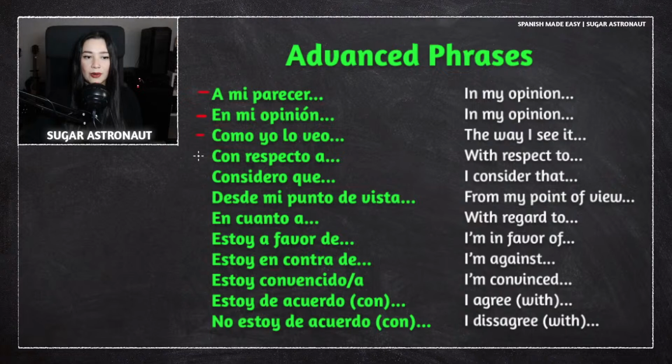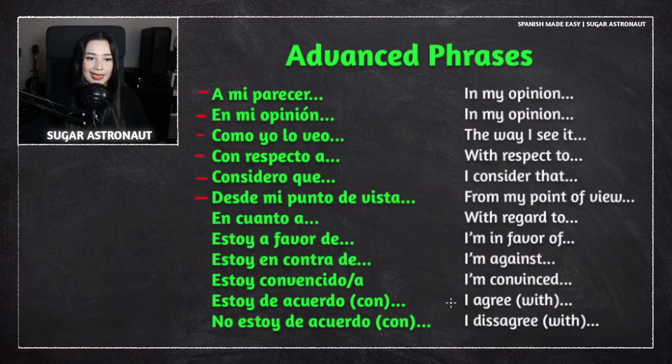Con respecto a, this means with respect to, right? And then you add more to the phrase. Considero que, I consider that. Considero que la contaminación está aumentando. I consider that pollution is increasing. Okay? So it's pretty cool because if you learn these phrases and then you just add what you think right after, it's very good. You're just giving your opinion, you're expressing your opinion, and you sound very complex at the same time. Considero que, I consider that.